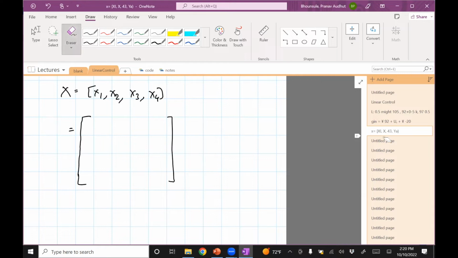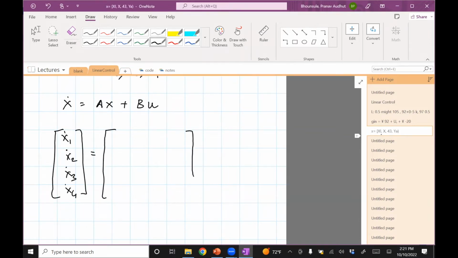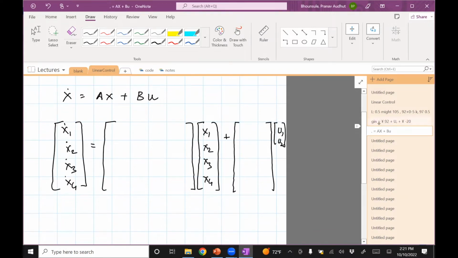Do it this way. I'll rewrite that, but I'm trying to do x dot equals Ax plus Bu, where you can write this as x1, x2, x3, x4 dot. And then I need to fill in a 4 by 4 matrix, which when multiplied with x1, x2, x3, x4 will give me all those terms involving x's. And then I need to write a B matrix, which when multiplied with my two controls, u1, u2, will give me whatever I have for the u's.